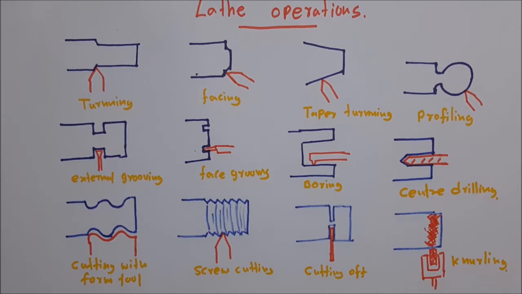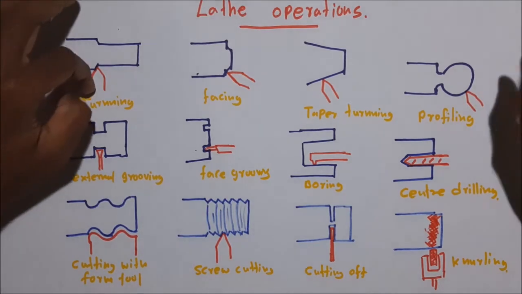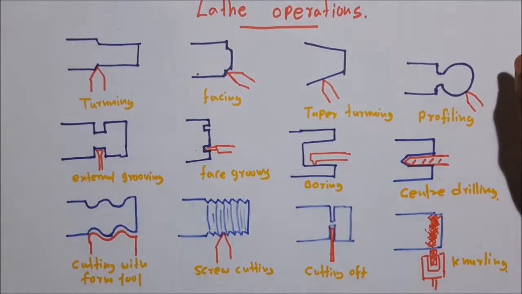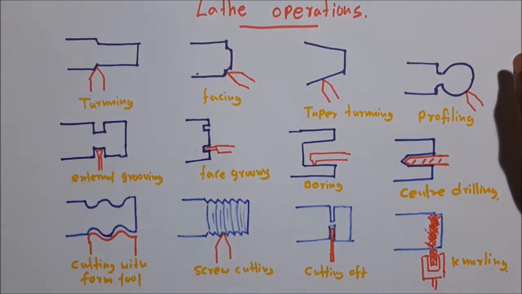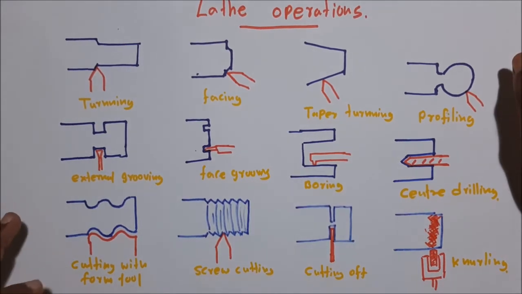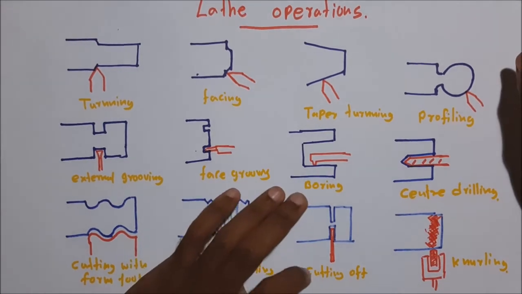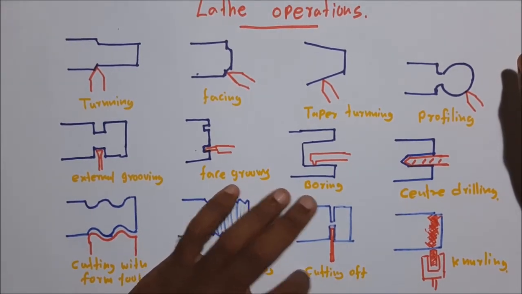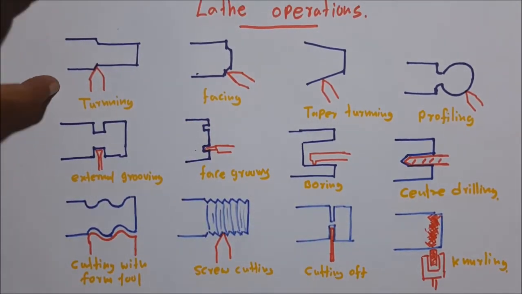Okay, these are the operations we are going to discuss, the most common lathe operations done on lathe machines: turning, facing, taper turning, profiling, external grooving, face grooving, boring, center drilling, form tool operation, screw cutting, parting off, also called cutting off, and knurling. Let's see the first operation, the turning operation.